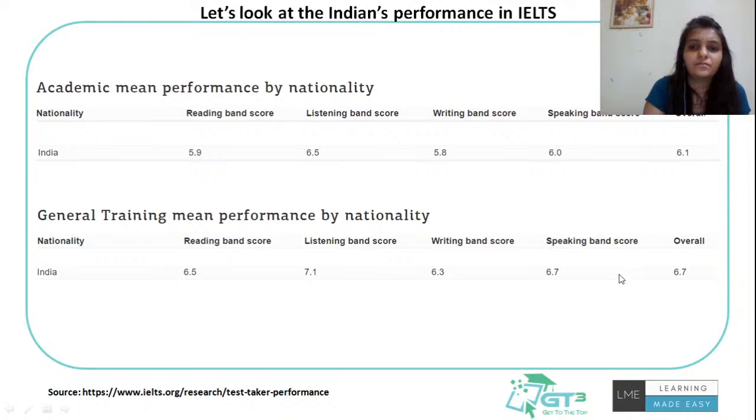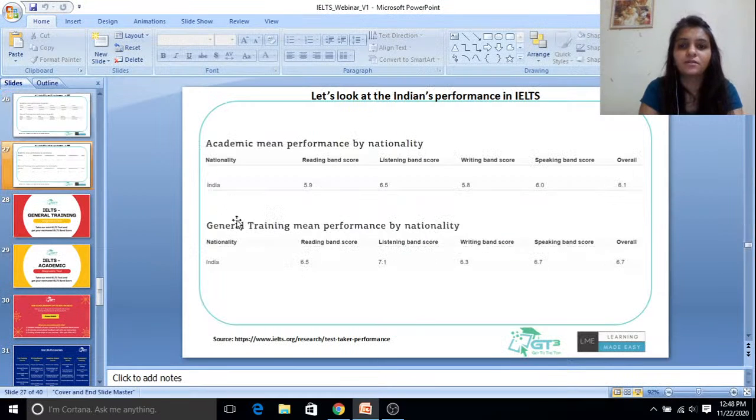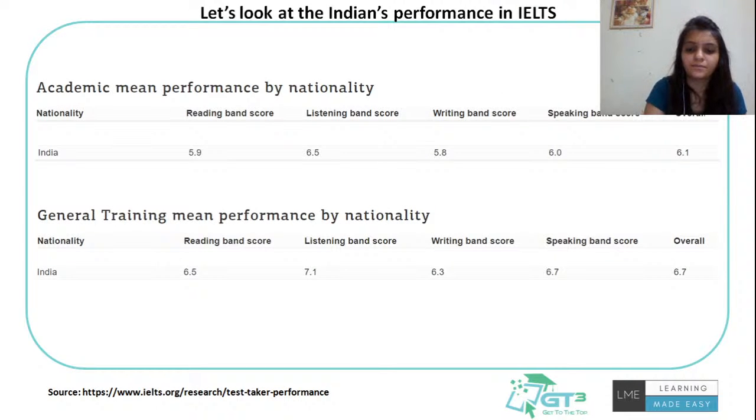Now let me tell you the scores. What is the performance in India? For the academic and the general, the overall score was 6.1 in India, whereas the reading was quite difficult, and even the writing and speaking scores are not that up to mark.